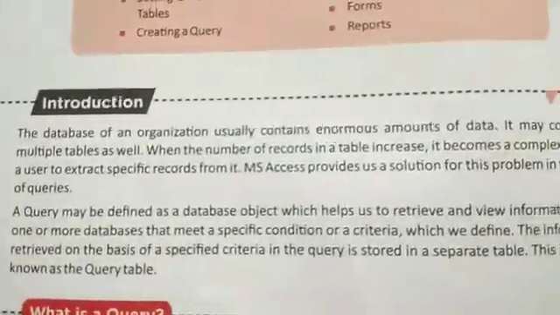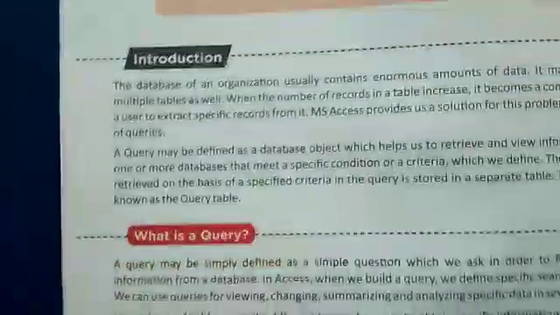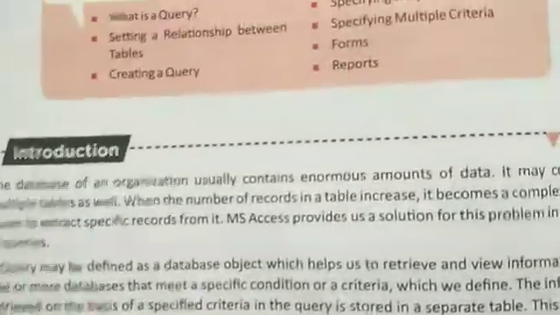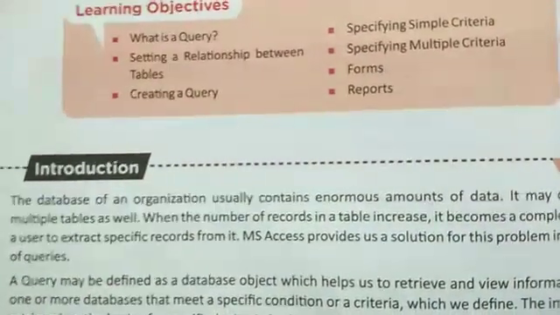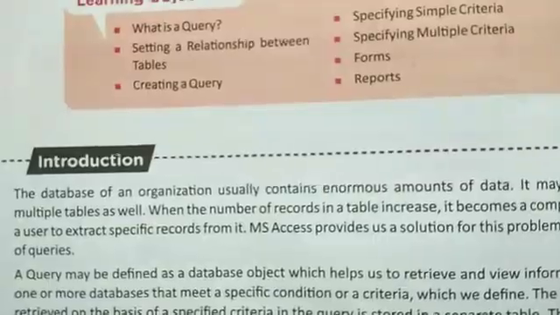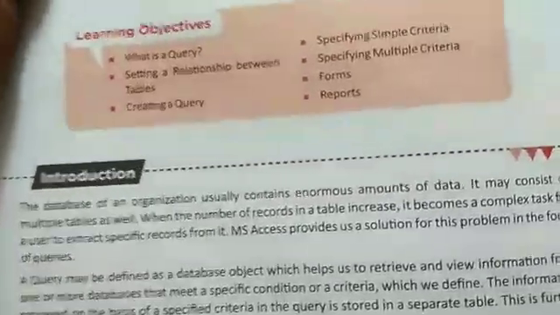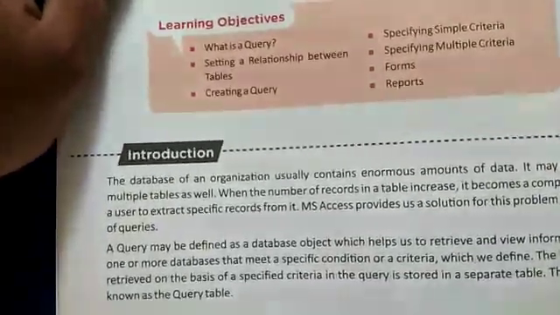The database of an organization usually contains an enormous amount of data. It may consist of multiple tables as well. When the number of records in the table increases, it becomes a complex task for the user to extract a specified record from it. Complex task means a difficult task for the user to take out the desired information from it.